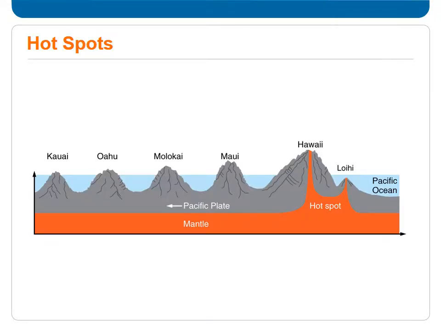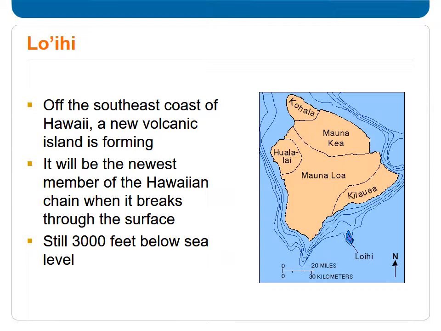The Hawaiian Islands are a direct product of hotspots. Off the southeast coast of Hawaii, a new volcanic island is forming. It will be the newest member of the Hawaiian chain when it breaks through the surface. Still 3,000 feet below sea level but growing, the new island will be named Loihi, meaning long in Hawaiian.